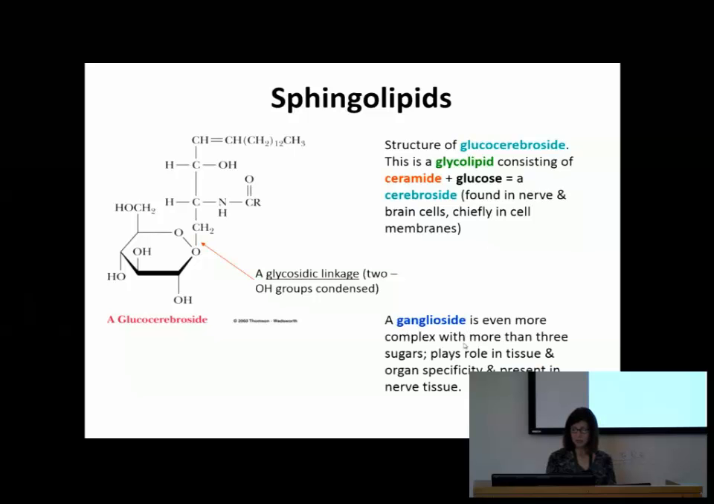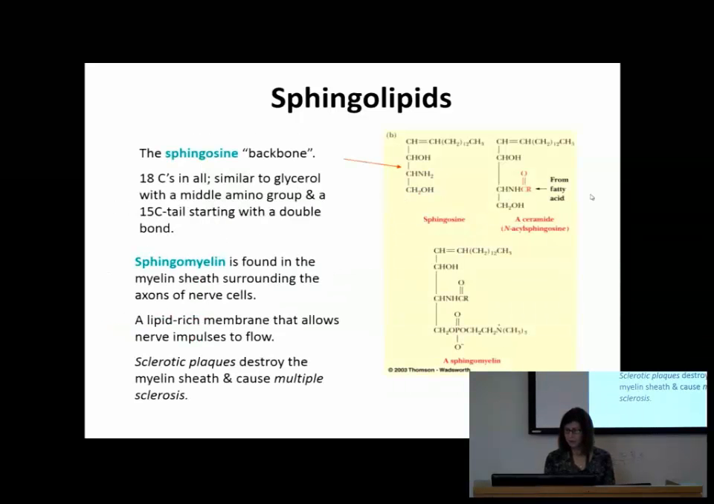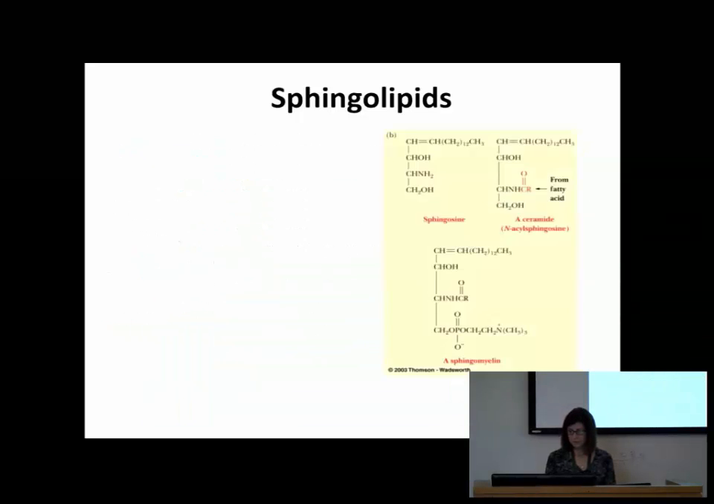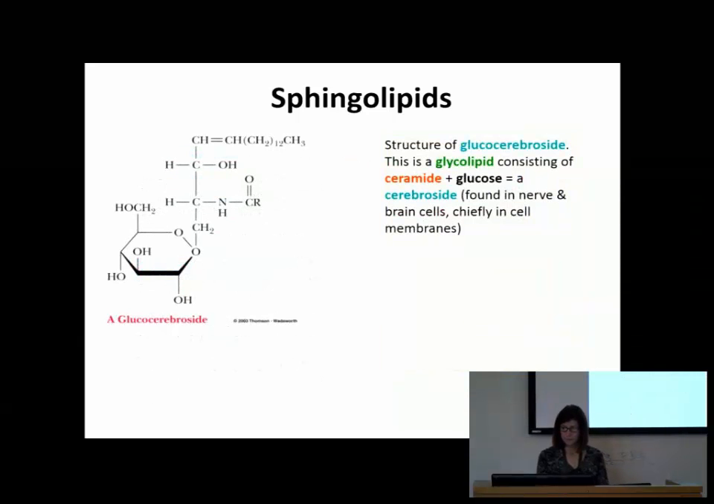What I want you to know is, let's go back. If you're going to remember one thing, I want you to remember the structure of sphingosine, and basically, maybe you can just remember what a ceramide is. And actually, I do want you to know when you put a ceramide with another glucose, I might not ask you to draw it, but that you get a cerebroside. And you find it in brain cells.